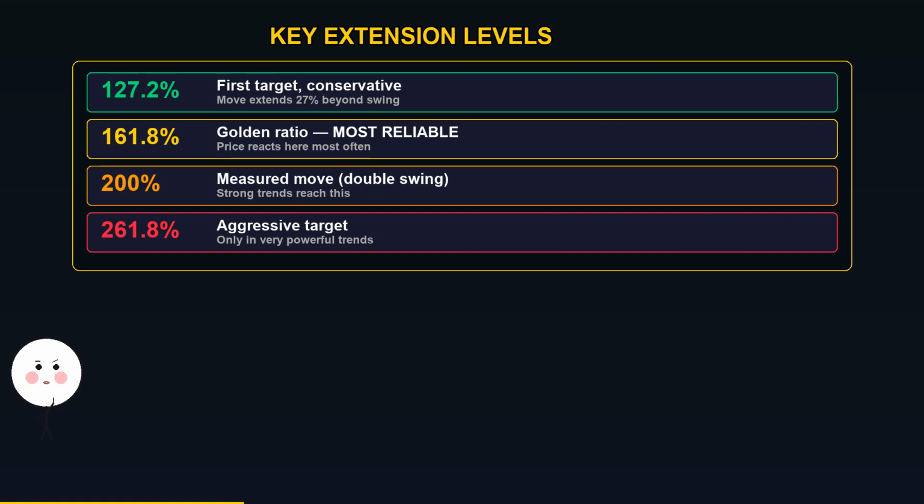200%. The move equals double the original swing. A measured move target. 261.8%. The aggressive target. Only hit in very strong trends. Most traders focus on 127 and 161.8.